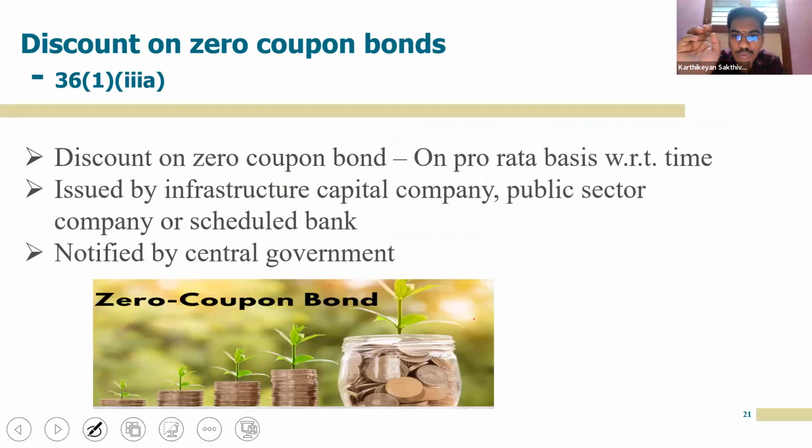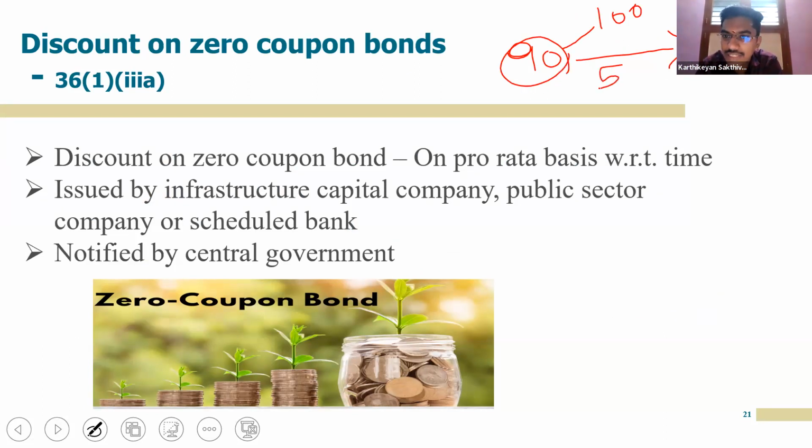Next, discount on zero coupon bonds. What is a zero coupon bond? In the current year, I am the person issuing the bonds. If I am a company, I am going to issue the bonds at a discount and I will redeem them either at par or at a premium. With 100 rupees face value, I issue it in the current year at 90 rupees, and after 5 years I redeem it at 100 or at 110. That bond is called a zero coupon bond, because basically there will be no interest paid during this interim period.